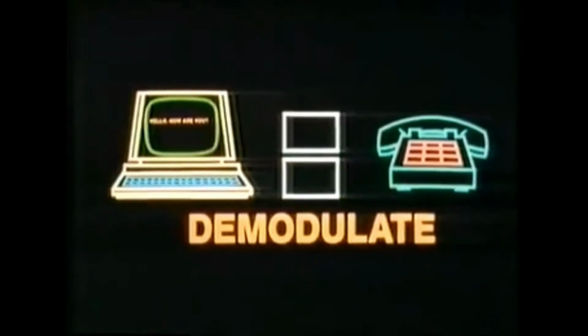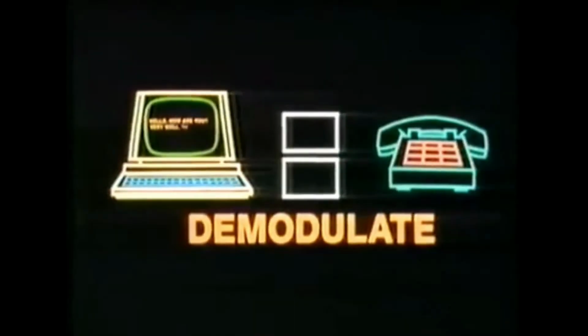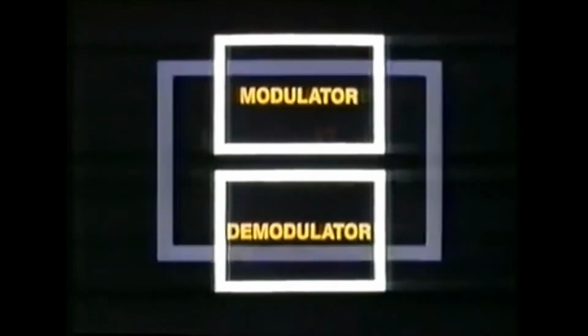And at the destination point, there is again a requirement of a second device which can convert analog data to digital data, that means demodulate. So the message has been received here. In this way, with the help of two devices, modulator and demodulator, one computer system can communicate with a second computer system with the help of a telephone line.